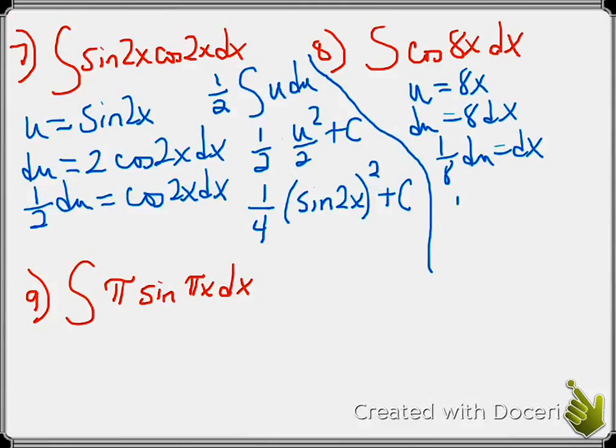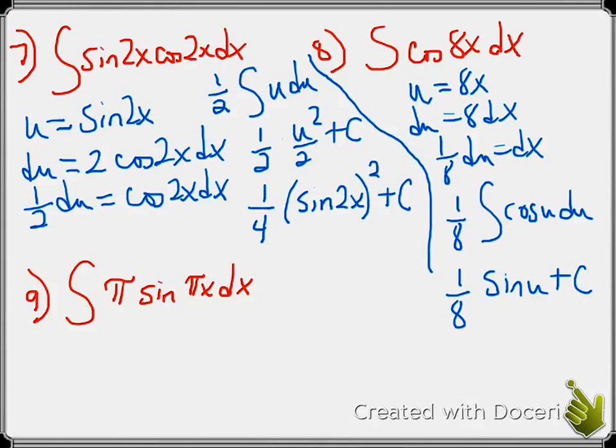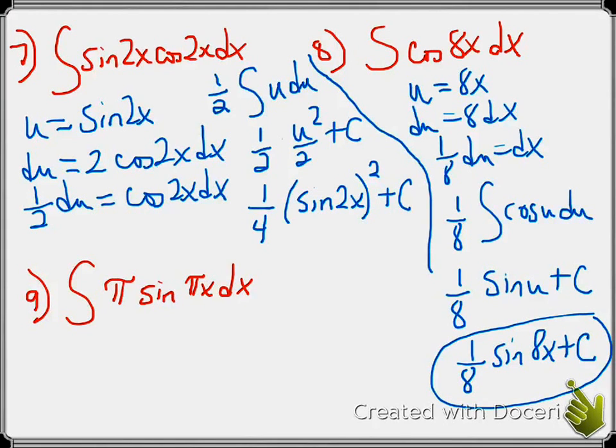So now I rewrite that original one as 1/8 integration cosine u, and then the dx is getting replaced with that 1/8 du. Integration of cosine u is sine u plus c. Take the u out, put the 8x back in. And we're done. See how the derivative of this would be 1/8 cosine 8x times 8. The 8 and the 1/8 would make 1. I'm left with just cosine 8x.